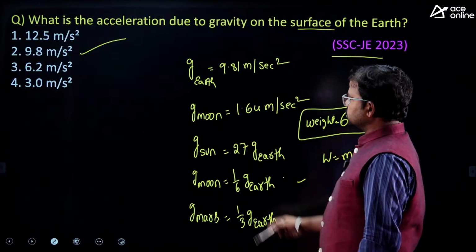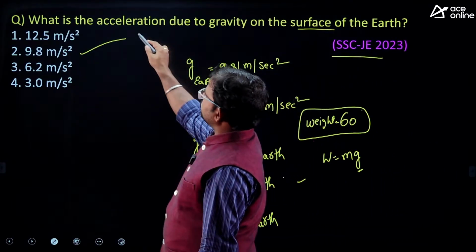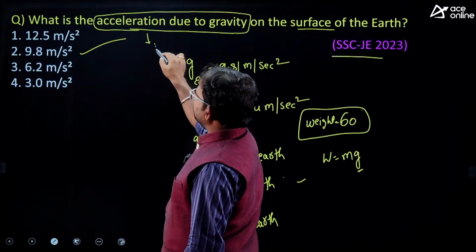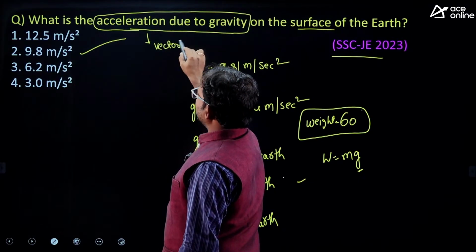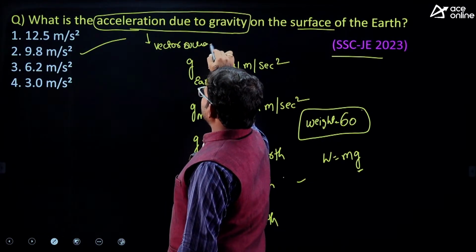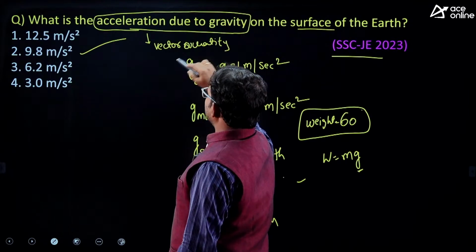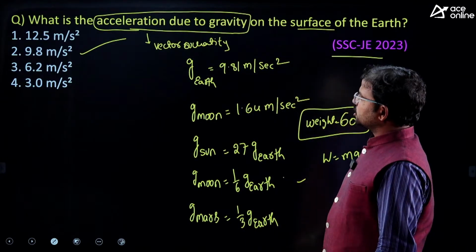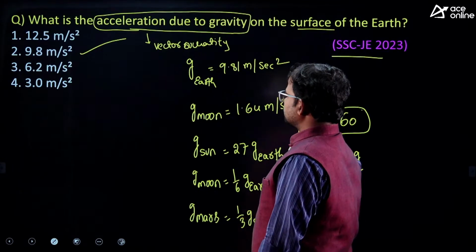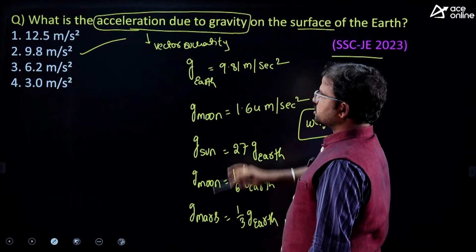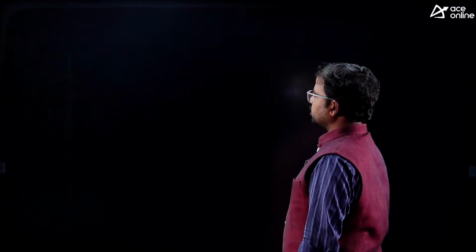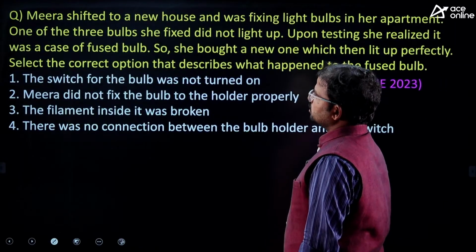Next, g is acceleration due to gravity. This one is treated as a vector quantity. Vector quantity means it requires both magnitude and direction. Because of that, it is treated as a vector quantity.